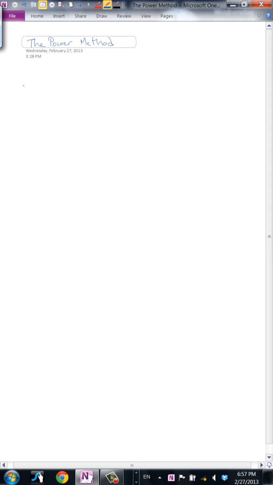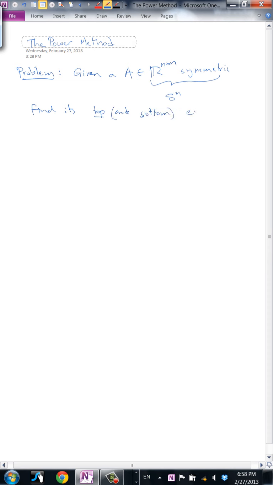So the problem we want to solve is as follows. Suppose we are given a symmetric matrix A, and I'll alternately describe it by writing this out, or just denoting it in the following way. We want to find its top, and possibly bottom, but we discuss that later, eigenvalues and eigenvectors.